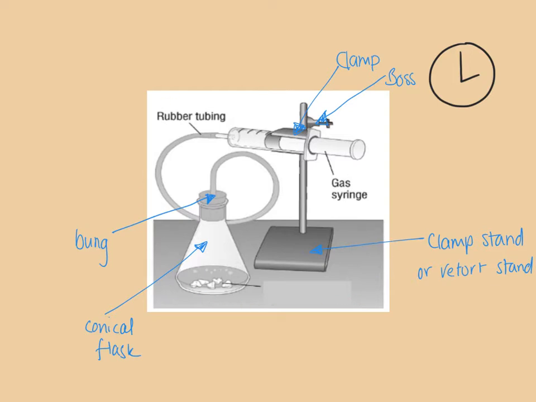This could be one setup that you might describe in a method if you're asked to write a method for this sort of reaction in your exam. So make sure you're very clear on what all of these pieces of equipment are called, what they do, and how this particular setup can help you to measure the rate of reaction.